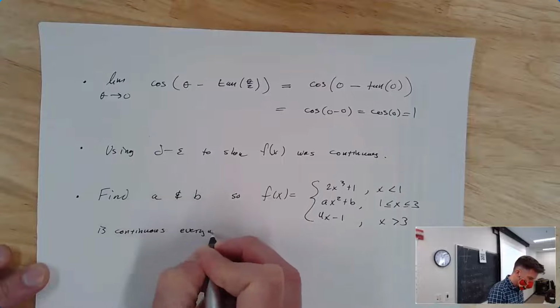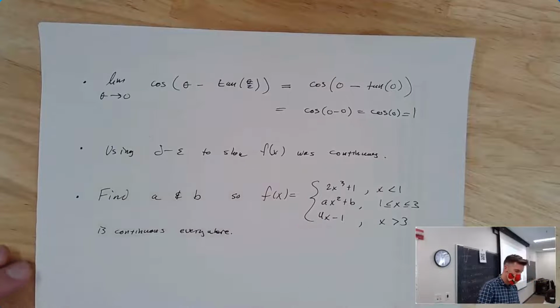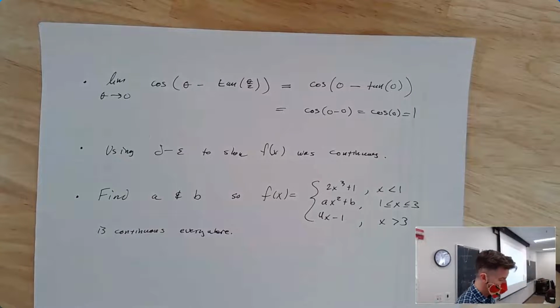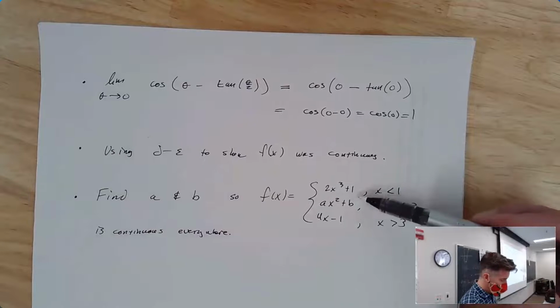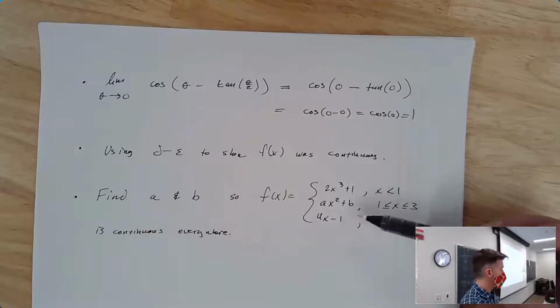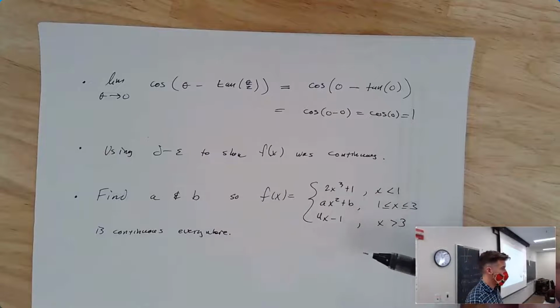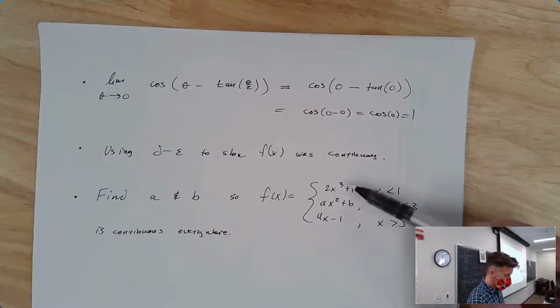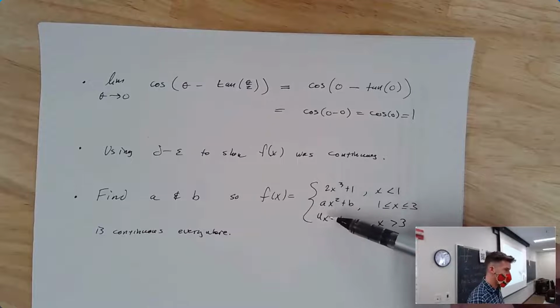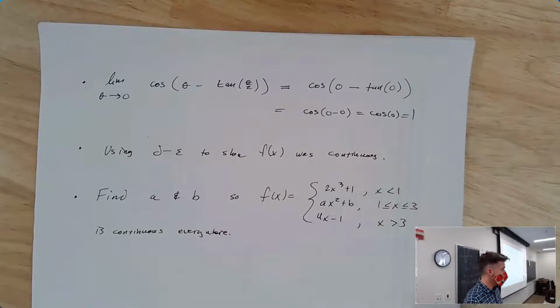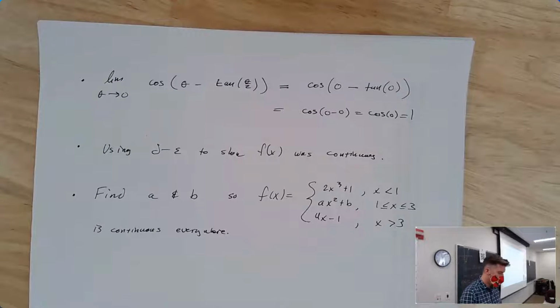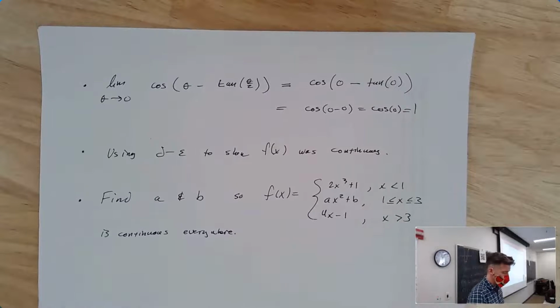And I will point out it is already definitely continuous everywhere except for 1 and 3, because each of these pieces of this function are polynomials. They all have powers of x that are non-negative integers: third power of x, second power of x, first power of x. No fractional powers, no negative powers. So all we have to do is worry about 1 and 3. We need to find values of a and b to make this continuous at 1 and at 3.